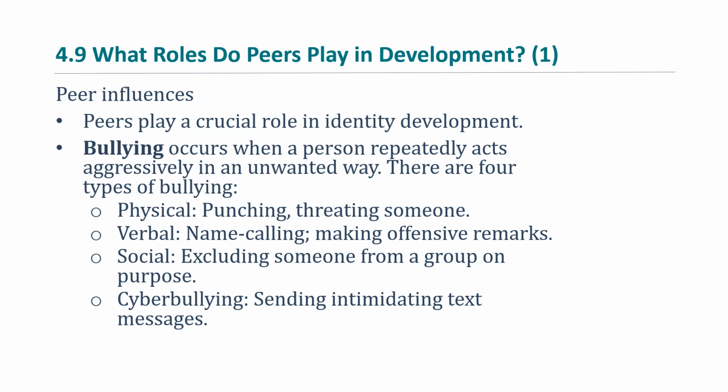Okay, going on to bullying. I don't have much to add here. I'm just going to quickly read through this with you. You can look at it. Bullying occurs when a person repeatedly acts aggressively in an unwanted way. There are four types of bullying.